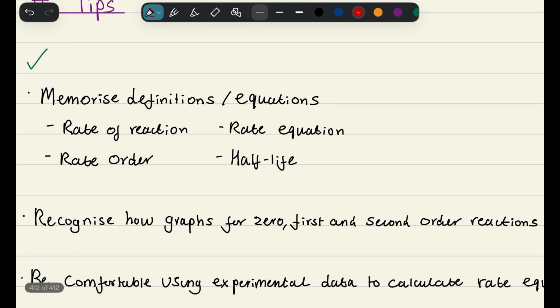Recognizing the graphs, so your concentration-time and rate-time graphs, just be able to recognize them for zero, first, and second order. You don't need to go into third order and everything like that. It will not come up on your exam unless they're asking you something like get the overall order, pretty much.